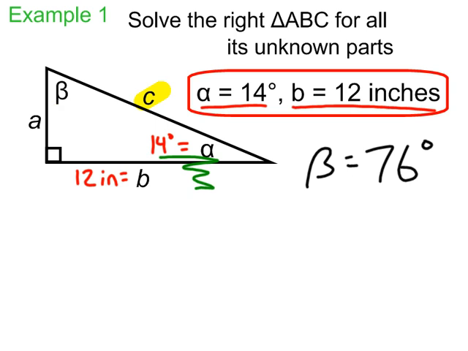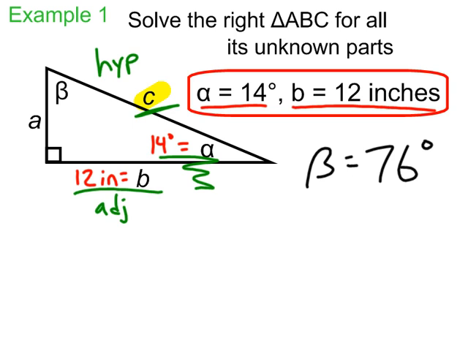So I focus on alpha, and I ask myself, what is the relation of the side that I know and the side that I want to know? That's the question you've got to ask yourself. The side that I know, the 12 inches, is adjacent to alpha, right? And the side that I want to know is the hypotenuse. So with that in mind, you ask yourself which trig function involves adjacent and hypotenuse, and that is how we decide that we are going to use cosine.